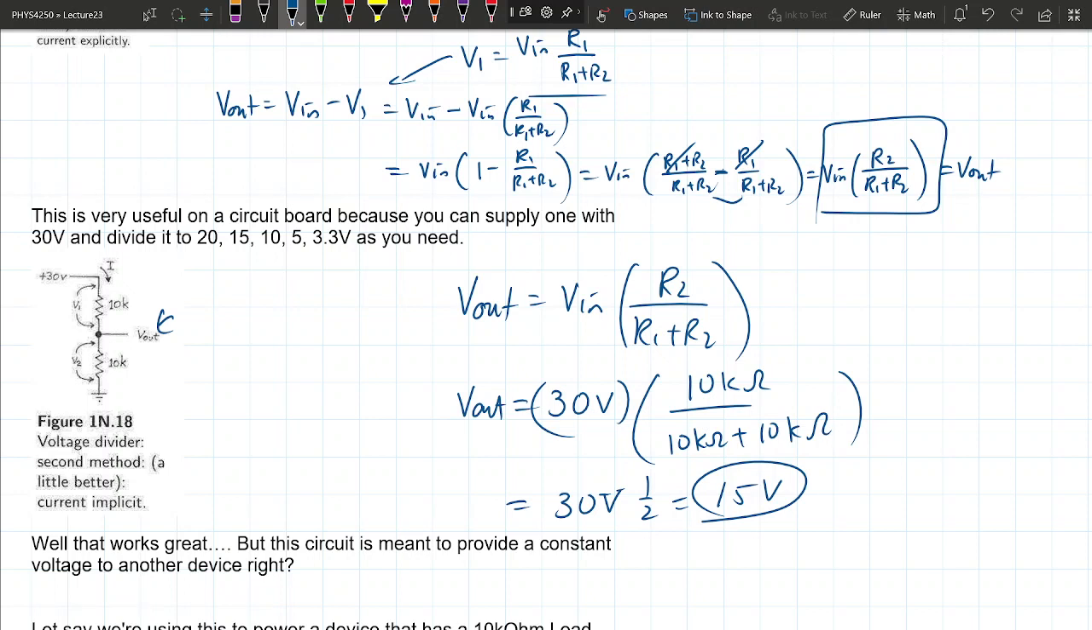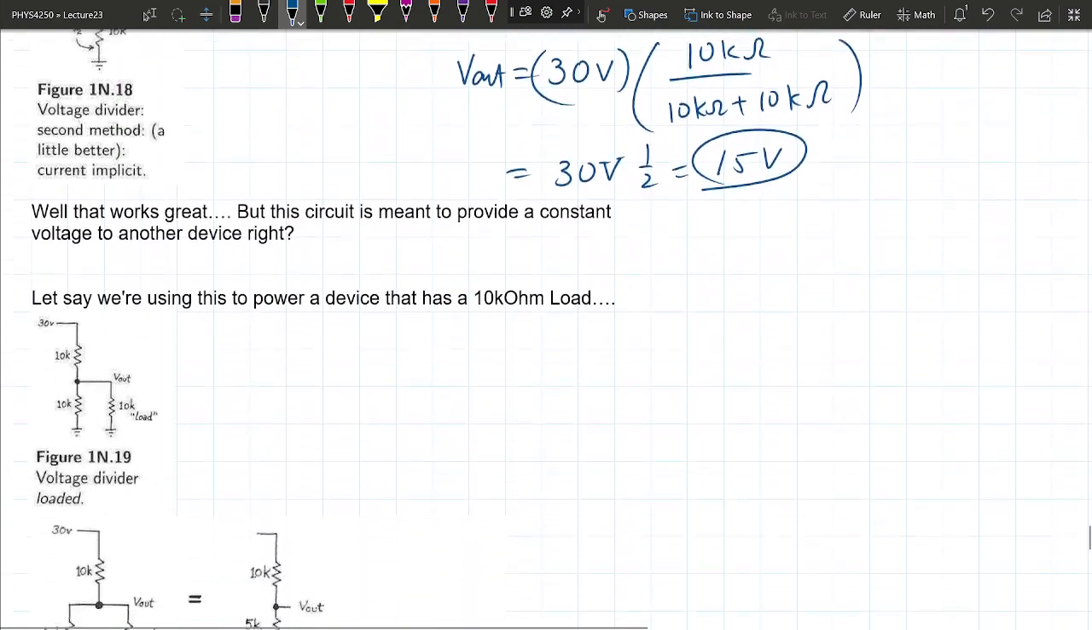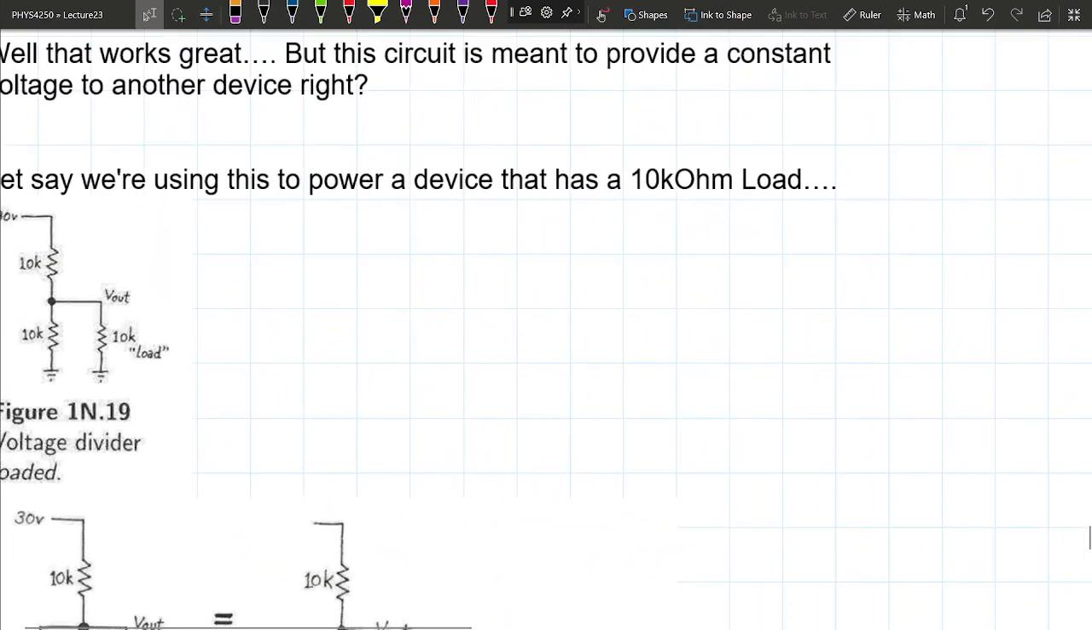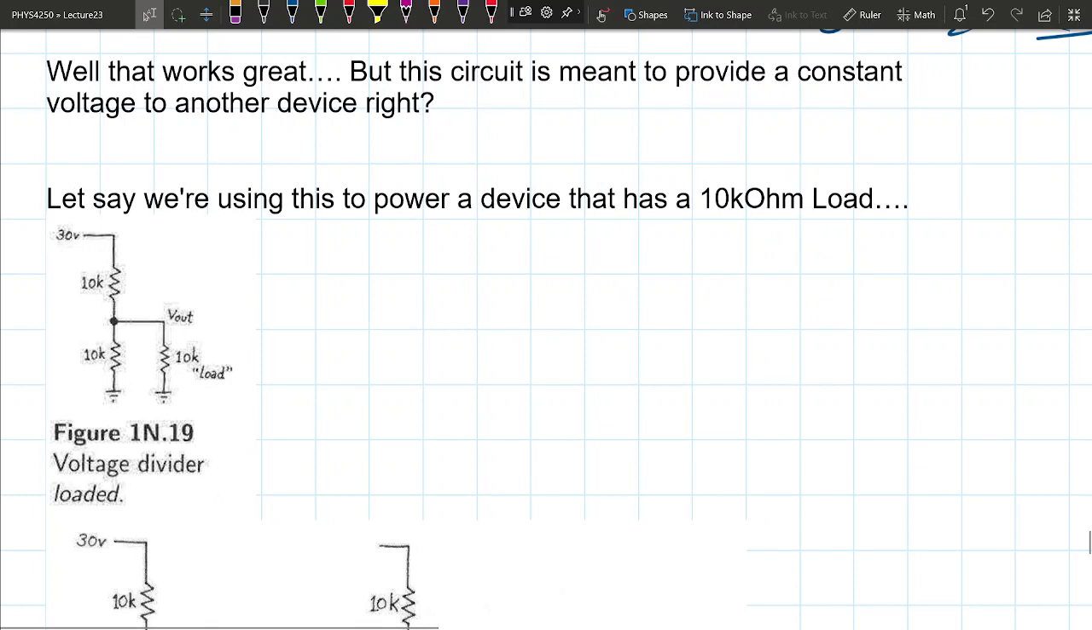And the idea is that this little output here should always give you 15 volts, right? That's what you made it to do. Let's see what happens, okay? Let's say my CPU uses 15 volts. I plug in my power supply and I give 15 volts to my CPU, right?